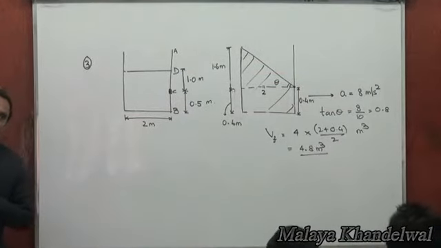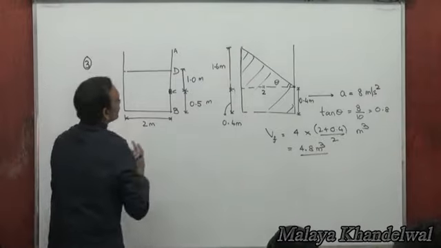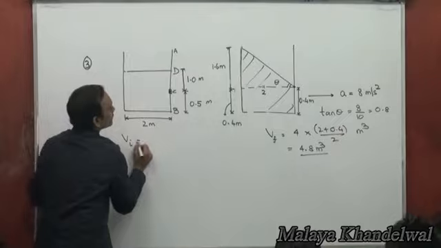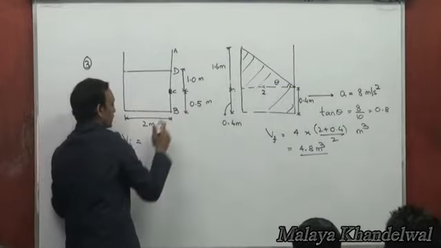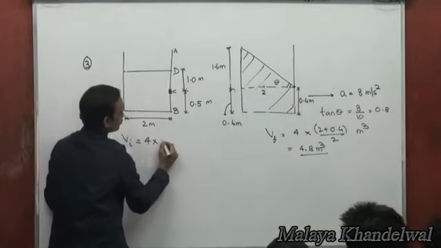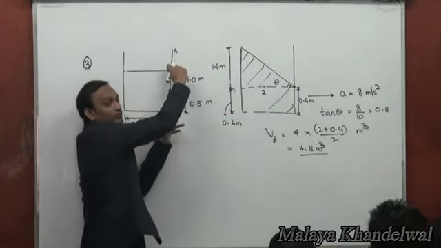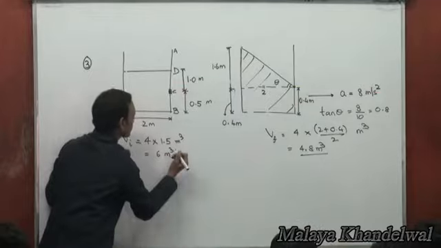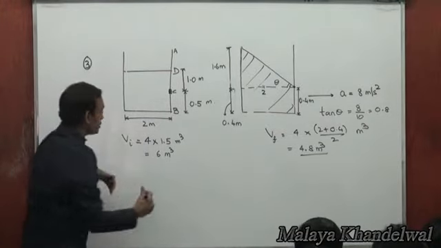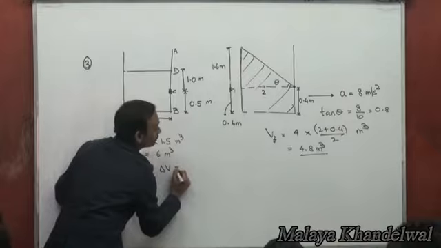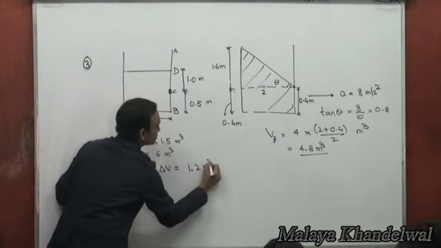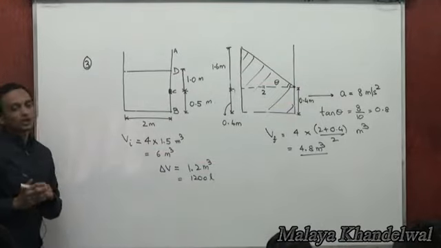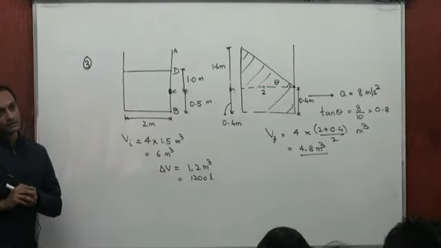4.8 cubic meters is the final volume left in the tank, and the initial volume, as you can see, is 4 square meters into 1.5, so 6 cubic meters. So the volume that has spilled over is the change in volume, which is 1.2 cubic meters or 1200 liters. That's the volume that has spilled over from the tank.